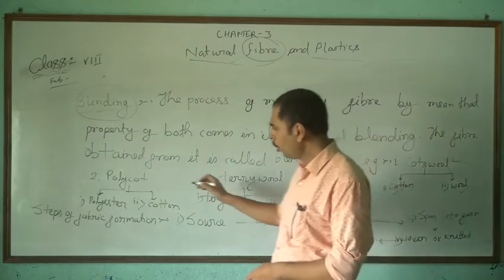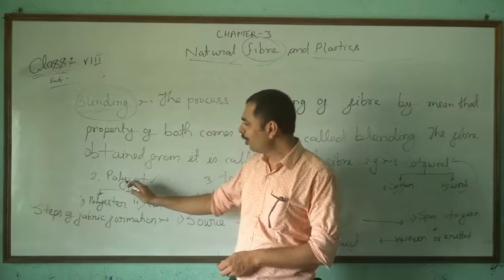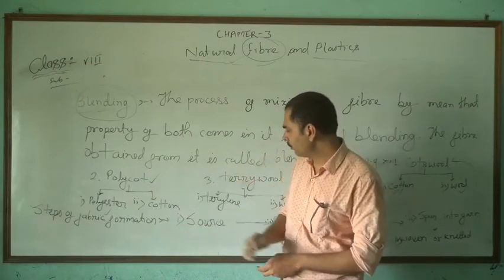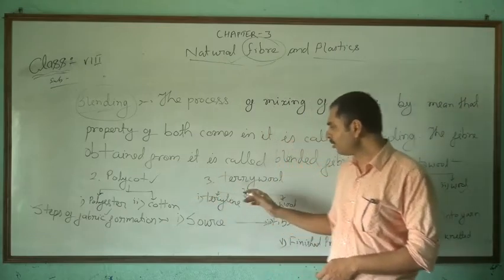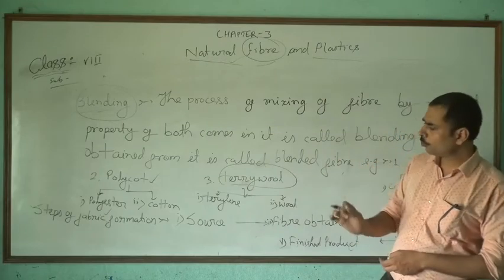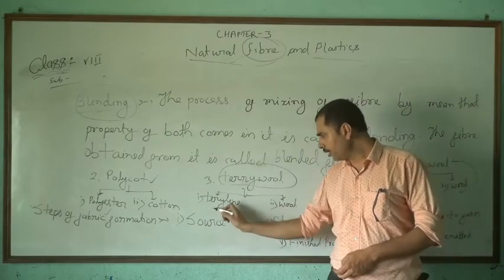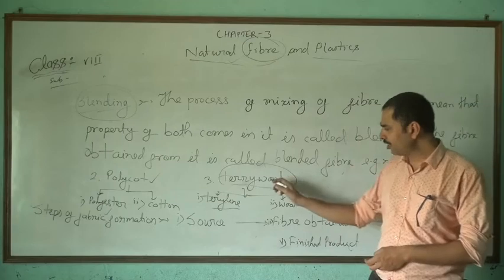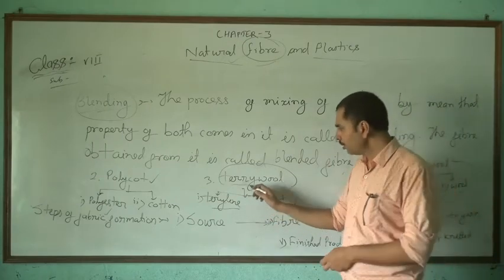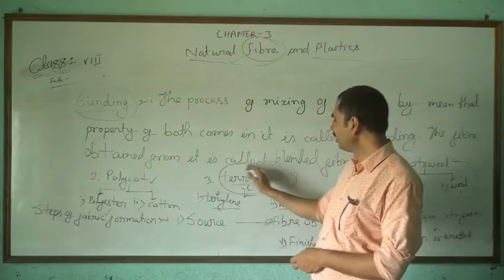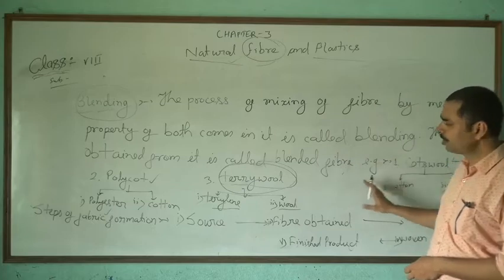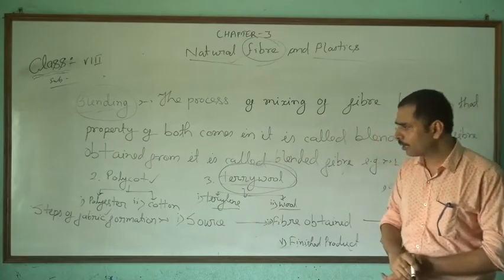Similarly, polycot. One component is polyester, the other component is cotton. Similarly, terry wool. In terry wool, the first component is terylene and the second component is wool. By these two, this combination is known as terry wool. These three are examples of blended fiber.